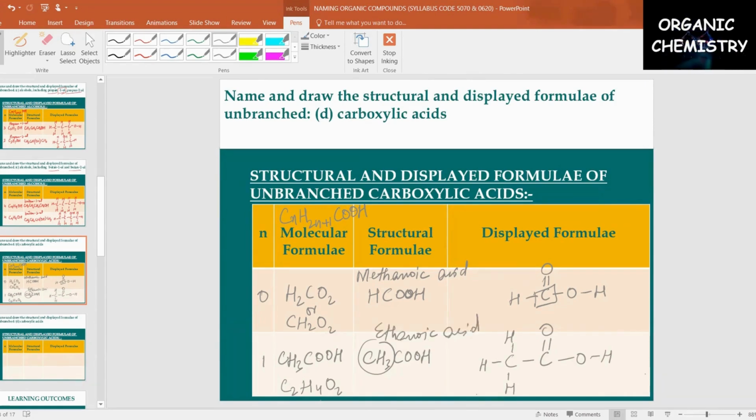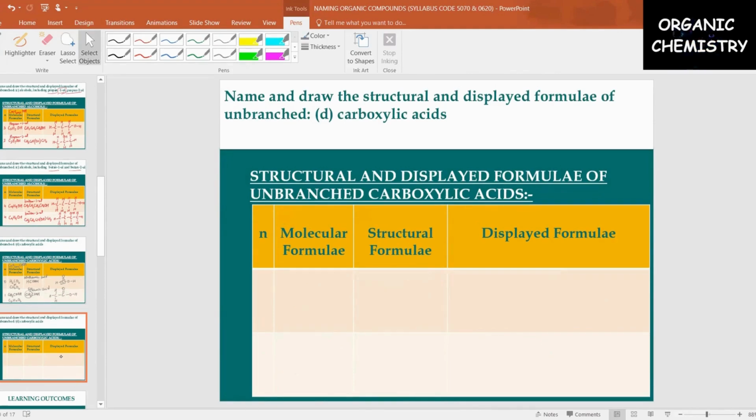In the same way, you can draw the molecular formula, structural formula, and displayed formula for carboxylic acids with the value of N as 2 and 3. For your convenience, I am just writing their names. In case of N equals 2, you will get propanoic acid. In case of N equals 3, you will get butanoic acid. Remember, count the total carbon atoms.